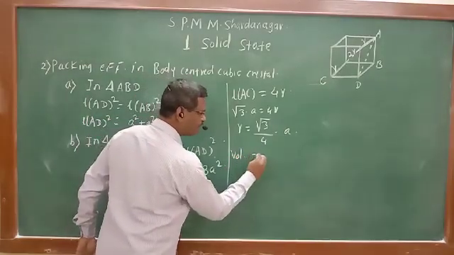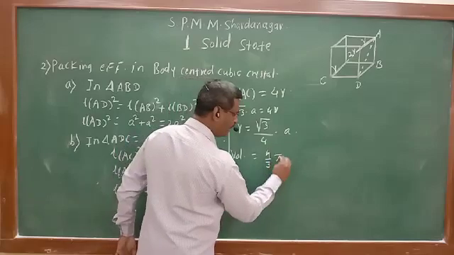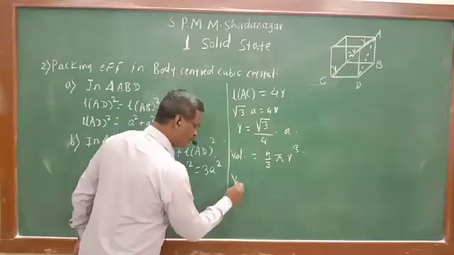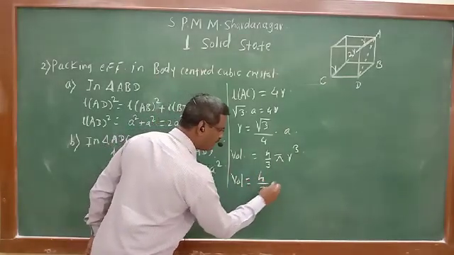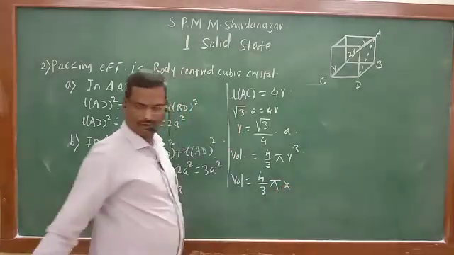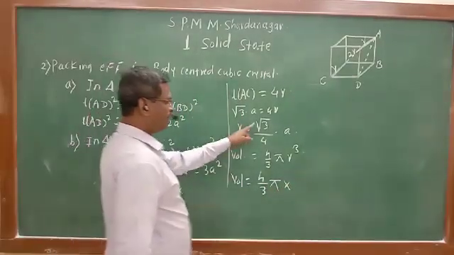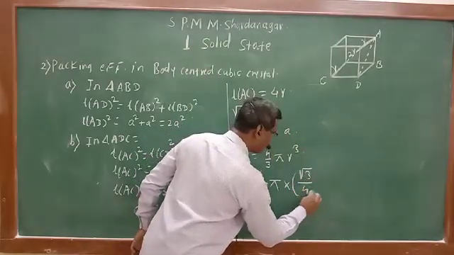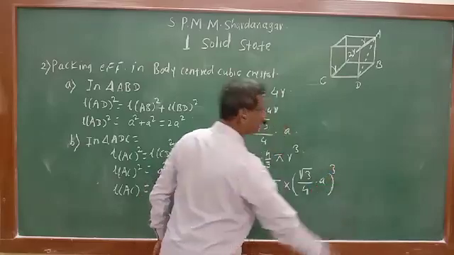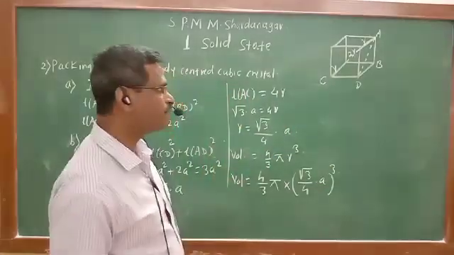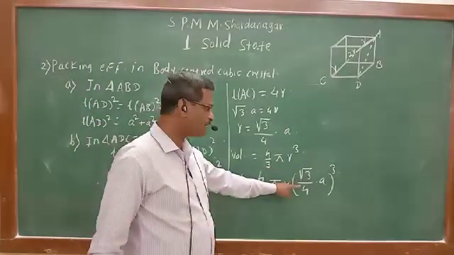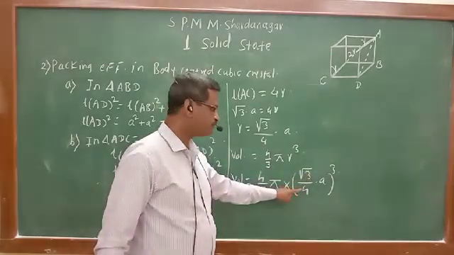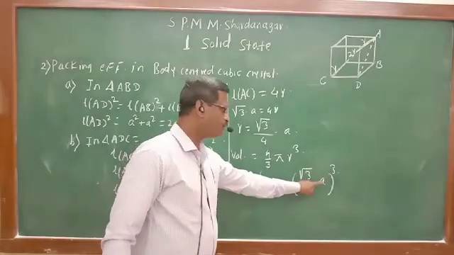Volume of sphere will be equal to 4 by 3 pi R cube. R we know, this is R. So volume of sphere will be equal to 4 by 3 into pi into R cube. This cube: square root of 3 divided by 4 into A raised to 3. Solve that carefully. If you solve this part carefully, square root of 3 into square root of 3 into square root of 3. This is 4 into 4 into 4. A into A into A.